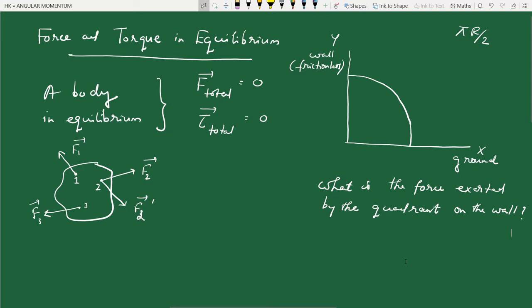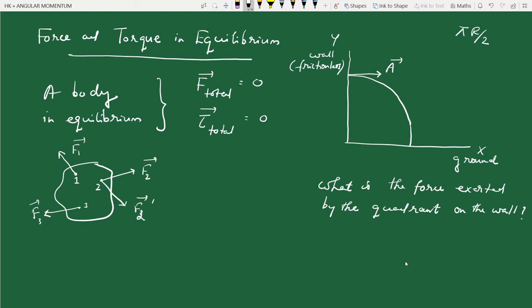So let us first identify the different forces acting on this quadrant. First of all, the force exerted by the quadrant on the wall must be equal and opposite to the force exerted by the wall on the quadrant. At the point where the quadrant, this rod, is in contact with the wall, there must be a force exerted by the wall on the quadrant acting in this direction. Let us call this force A, vector A.